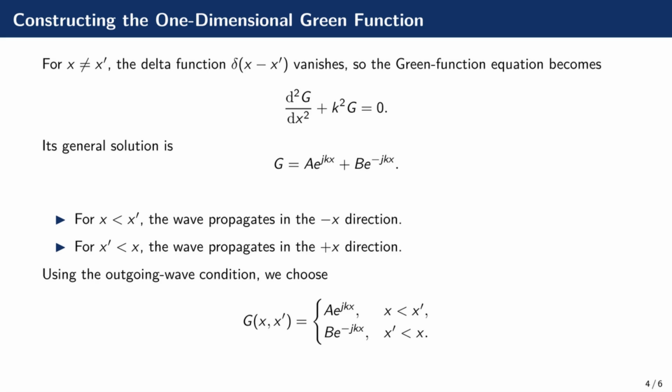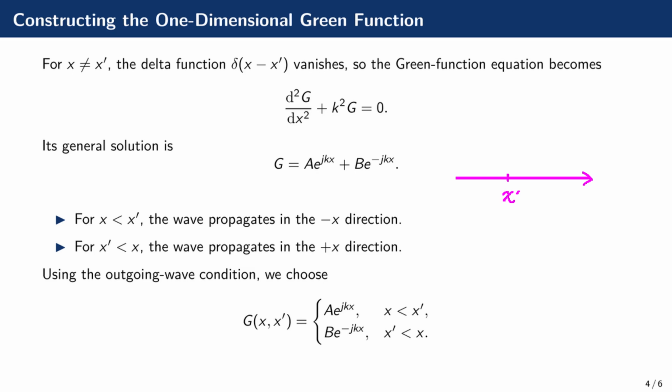Now let us actually determine the green function. The equation contains a delta function, which makes it difficult to solve directly. So we first consider the region where x is not equal to x prime. In that region, the delta function is 0, and the equation becomes a homogeneous Helmholtz equation. Its general solution is a linear combination of two exponential functions. The first term corresponds to the wave propagating in the minus x direction, while the second term corresponds to the wave propagating in the plus x direction.